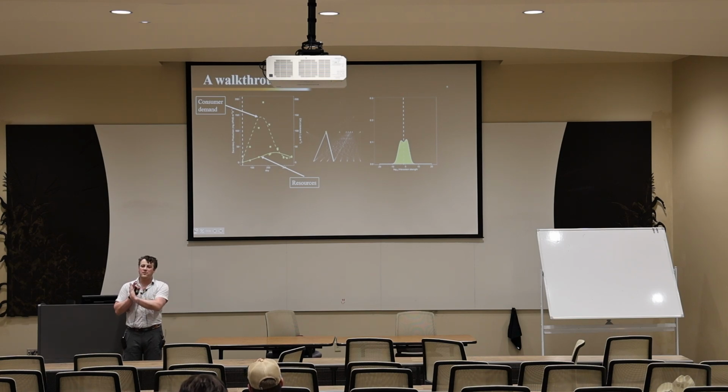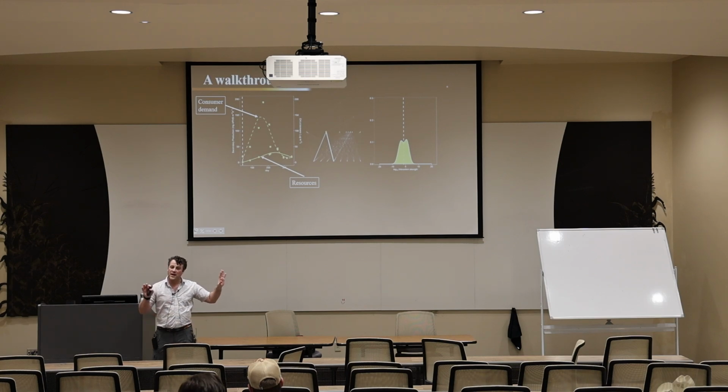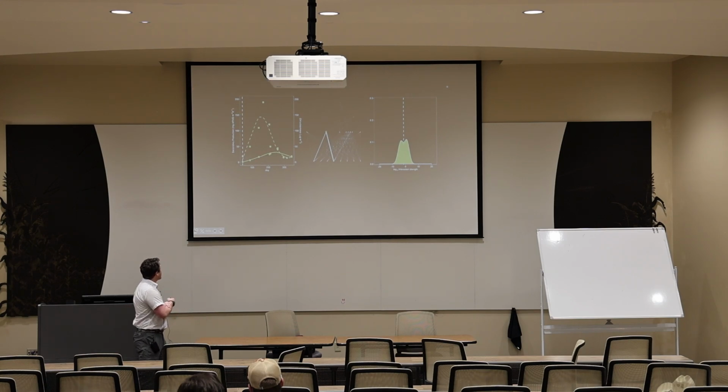strength as a proxy for the strength of top-down interaction, making this assumption and this connection that stronger interaction strengths should be more destabilizing in systems. All right, let's walk through this cartoon.